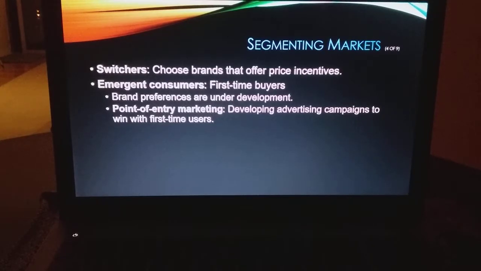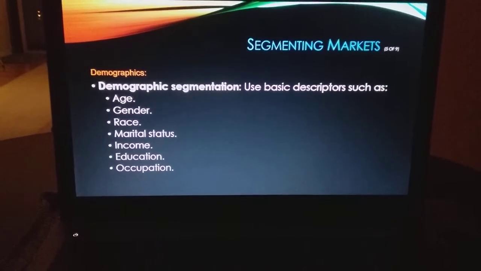So emergent consumers are first-time buyers. We like those because hopefully first-time buyers will become second-time buyers, and maybe they're still deciding what brands they're interested in. It's the first time they're buying a car, the first time they're buying furniture, the first time that they're buying work clothes, that kind of thing.